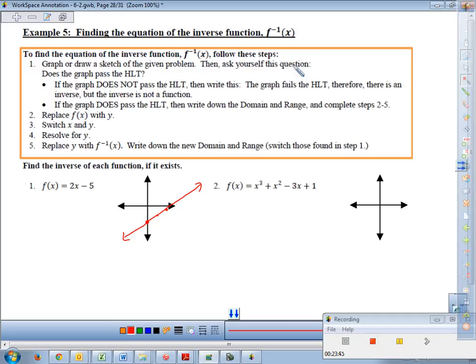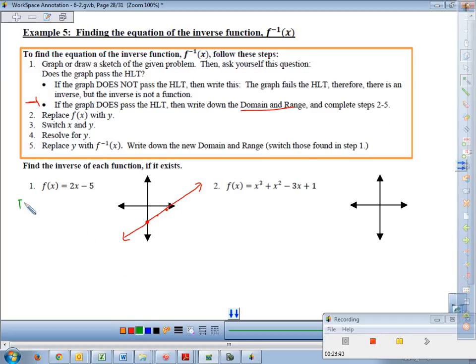Then ask yourself this question. Does this thing pass the HLT? Yes or no? Yes. So, since we said yes, and we go right here, that means that the inverse is a function. Cool? Write down the domain and range for this puppy.